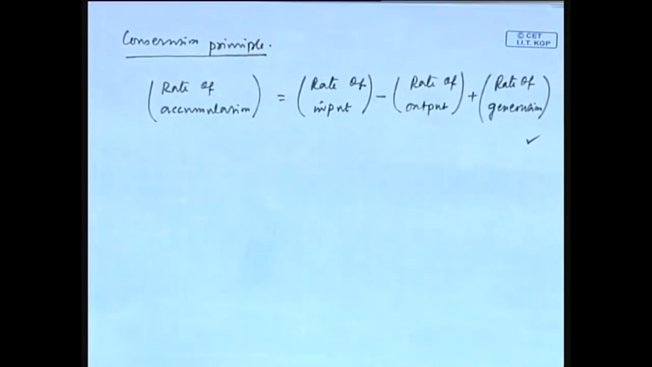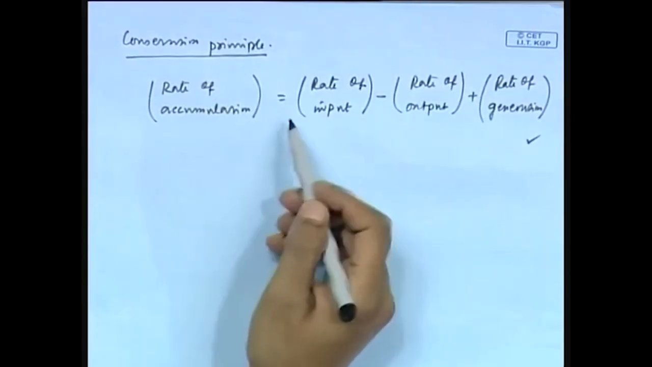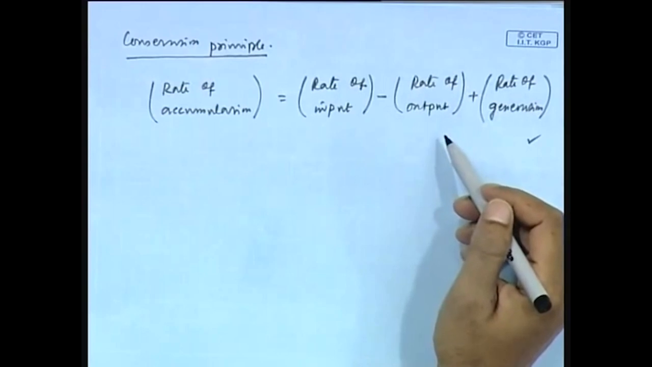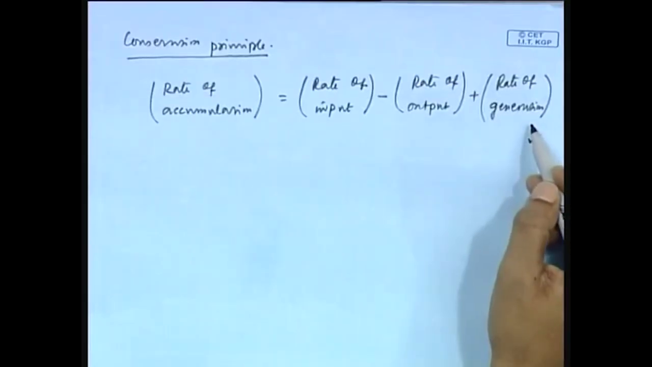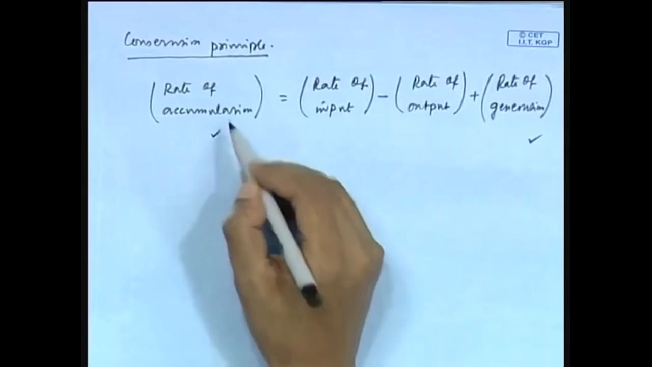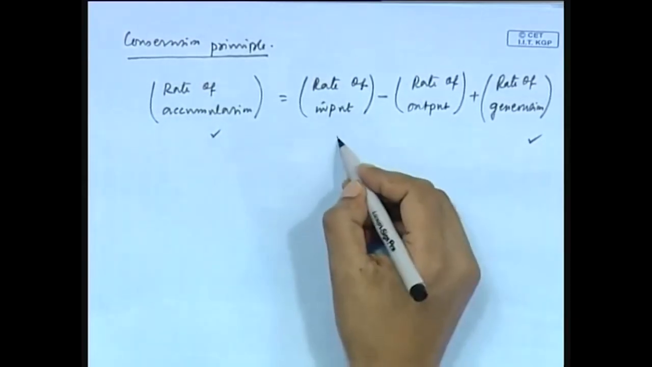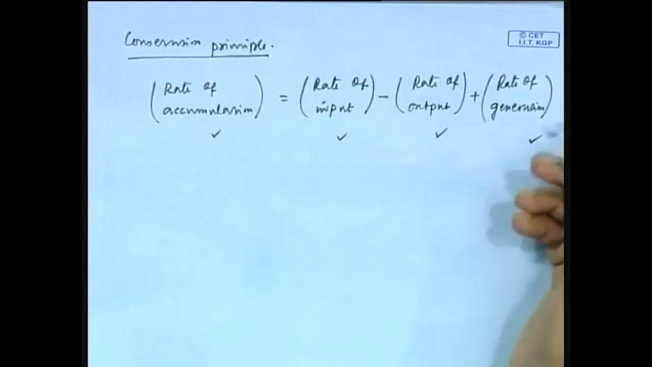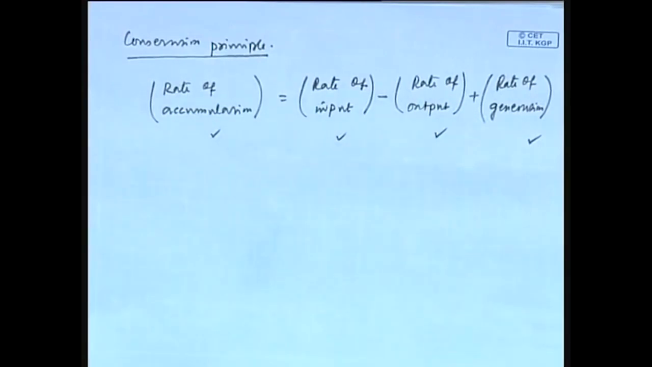Now, I told about the three fundamental quantities: mass, energy and momentum. If we include mass here, rate of mass accumulation equals rate of mass input minus rate of mass output, that is the conservation of mass. For conservation of mass, there is no rate of generation term. And for energy conservation, similarly we can write rate of energy accumulation equals rate of energy input minus rate of energy output plus rate of energy generation.